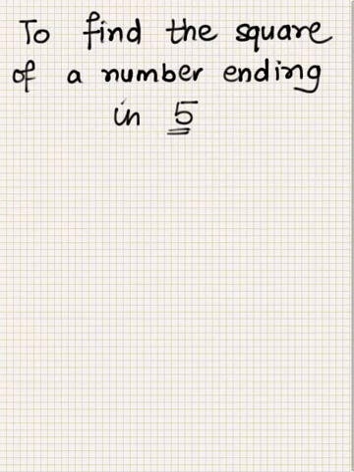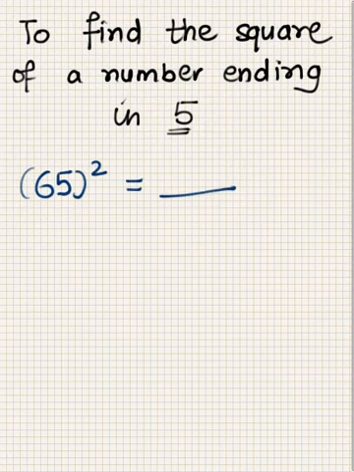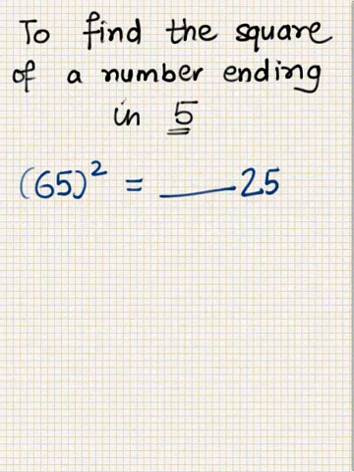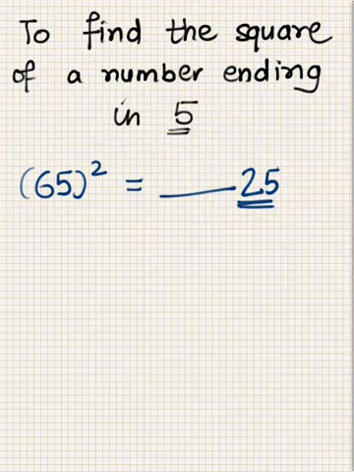So first we'll be looking at how to find the square of a number ending in 5. This works best for two-digit numbers. Let's say we have the number 65. So, 65 squared equals blank 25. If a number ends in 5, its square will always end with 25, as you see here. So this part is permanent.